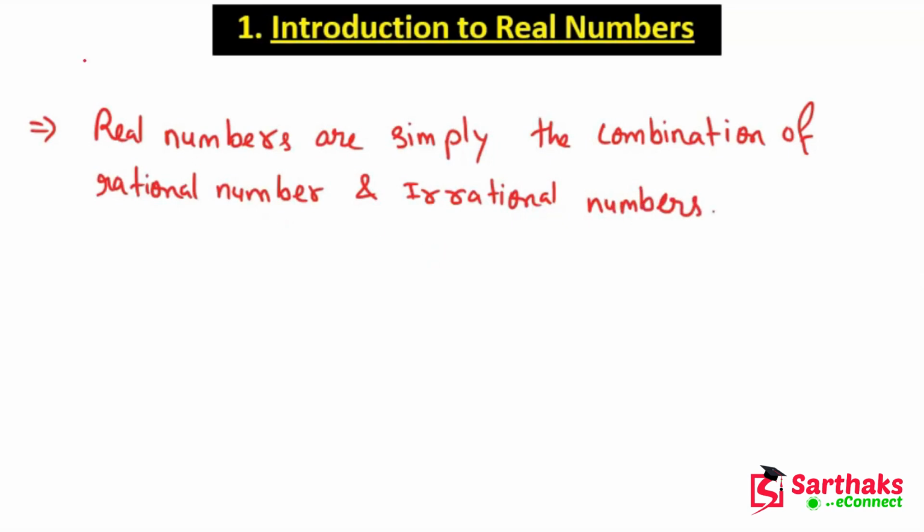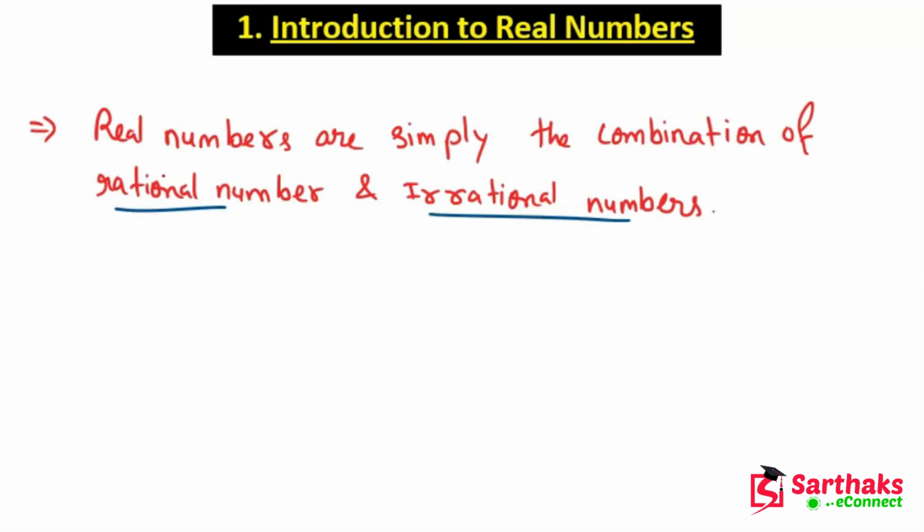What rational and irrational numbers are, we will discuss later. Basically you have to know what real numbers are. Simply, real numbers are the combination of rational numbers and irrational numbers. In general, all arithmetic operations can be performed on them, and they can be represented on the number line.